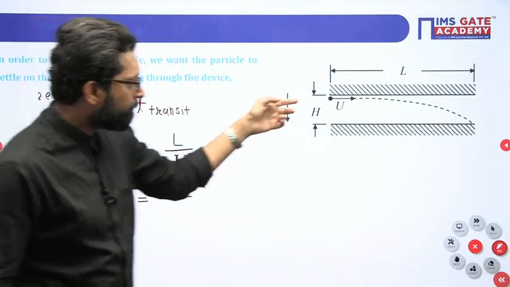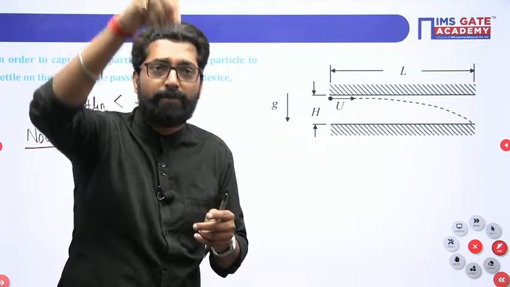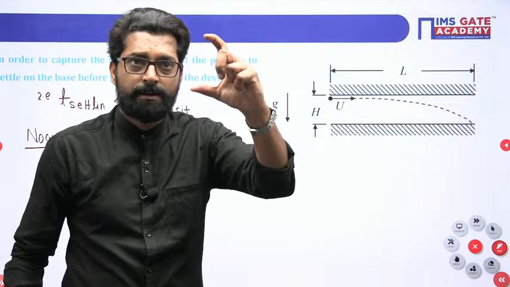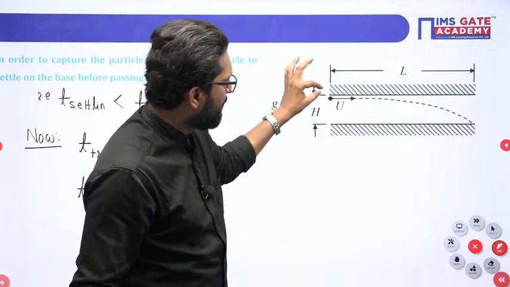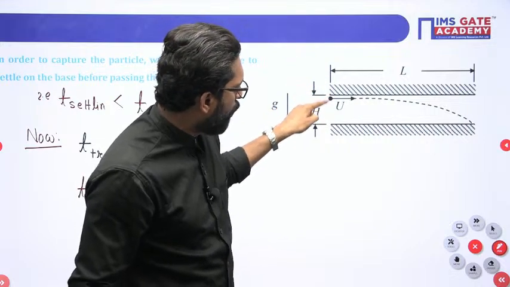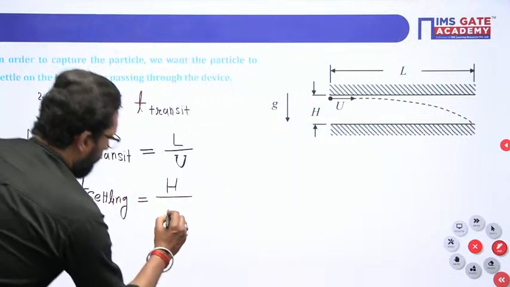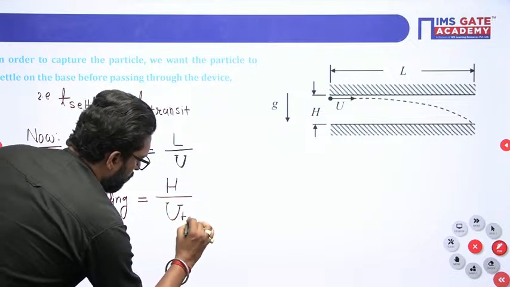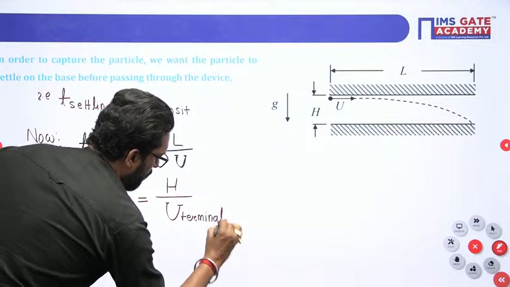Sir, terminal velocity is the velocity after the particle attains a uniform velocity. That means a uniform velocity downward, and it will take some distance. It is not like that initially. But in this case, we have to assume that the particle attains its terminal velocity from the top to the bottom, not in between. Okay, so u terminal, the terminal velocity. Clear?